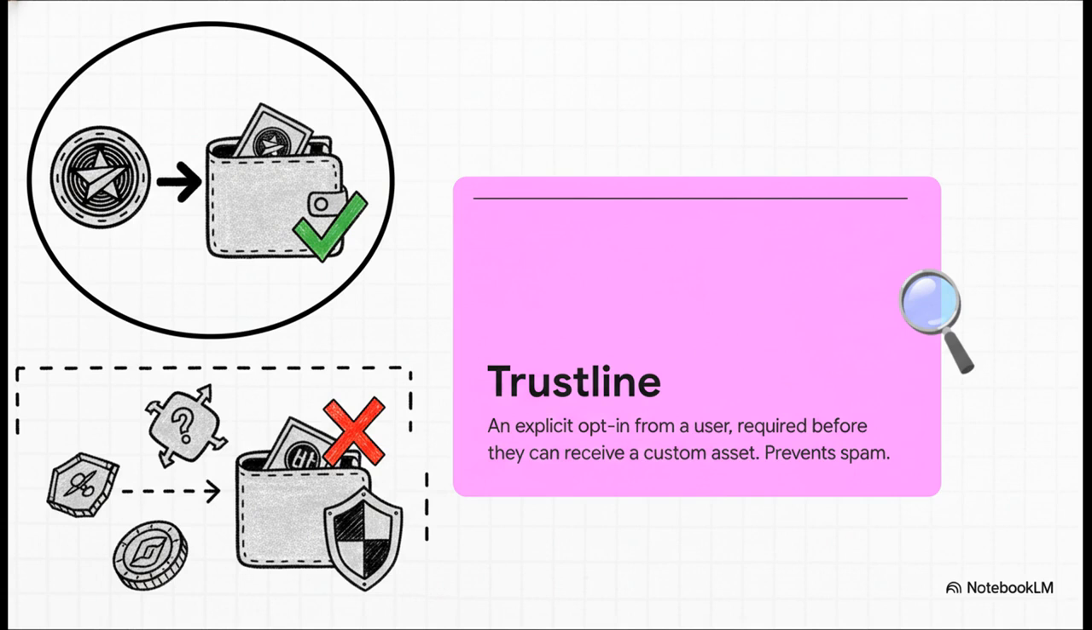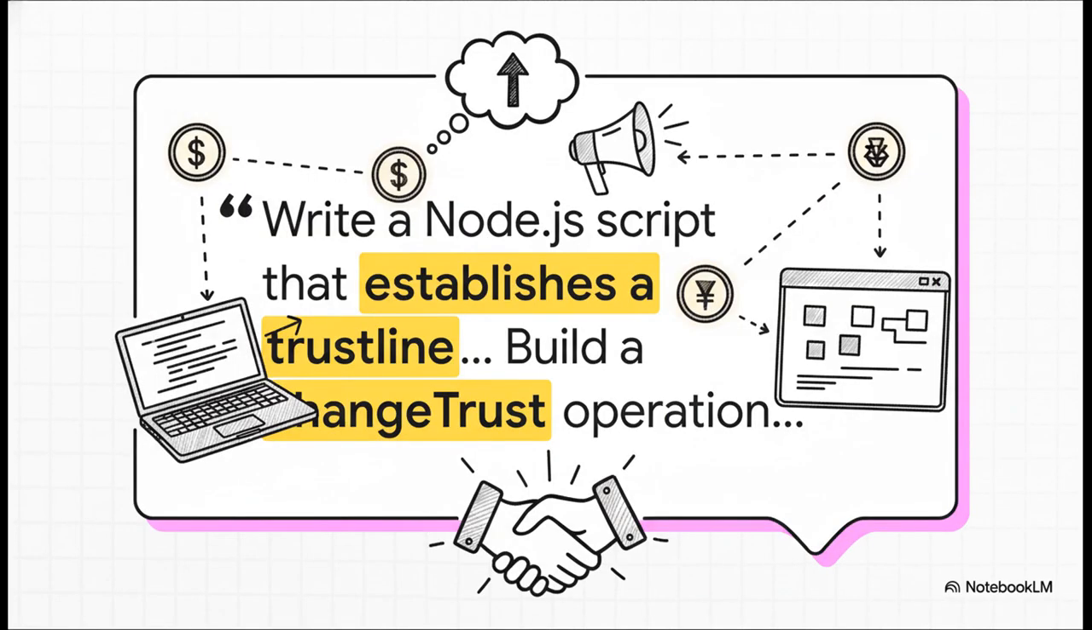This is an amazing anti-spam feature. It means no more random scammy tokens getting airdropped into your wallet because you have to opt into everything first. And check this out. This is our first taste of vibe coding. With a simple, human-readable sentence like this, you can tell a code assistant like Claude to spit out the exact code a user needs to set up that trust line. It's their side of the handshake generated from a simple instruction.